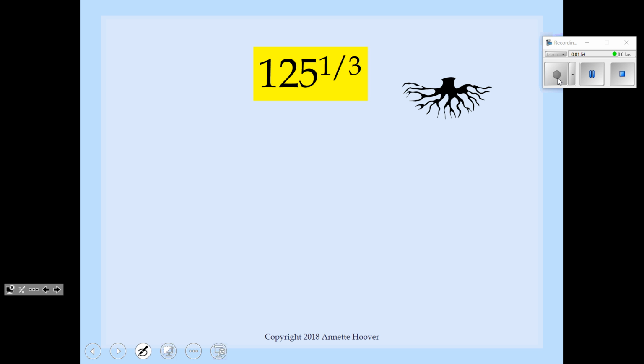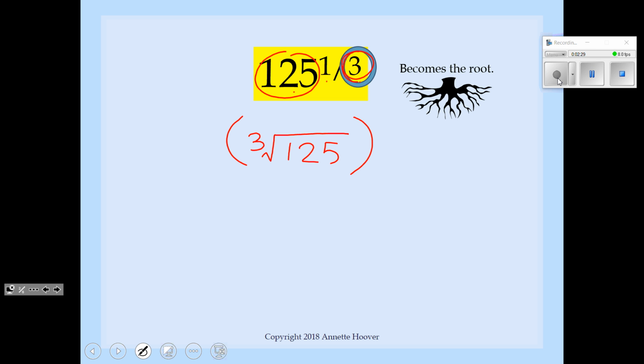Up here we have 125 to the 1/3 power. When your exponent is a fraction, the denominator becomes what we call the root. Okay, so this is the root. And I have a little visual of roots there to remind you that that's the root. That means that is the number. We're going to rewrite these 3 numbers with a radical sign. So the 3, or the denominator, becomes the root. The base is the number that goes under the radical sign. We're going to put that in parentheses, and the numerator of the fraction becomes the exponent that is outside.